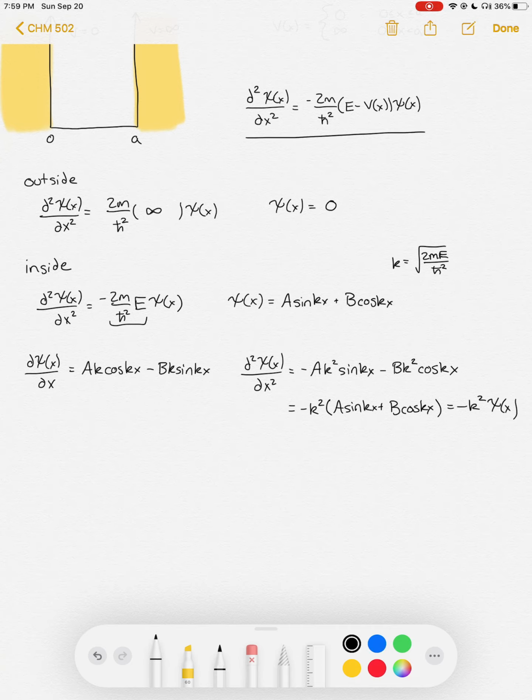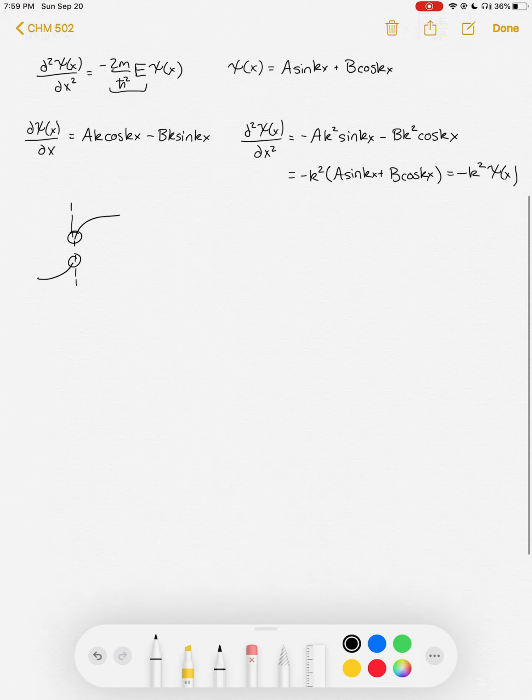Why does our wave function need to be continuous? Well, what happens if our wave function is discontinuous? Say we have a value here, and it's discontinuous and the function comes up here. Well, if I want to measure the probability of being at this location, if it's discontinuous, I have two different probabilities of being at that location. And that doesn't make any sense. So our wave function has to be continuous in order for it to give a meaningful probability.